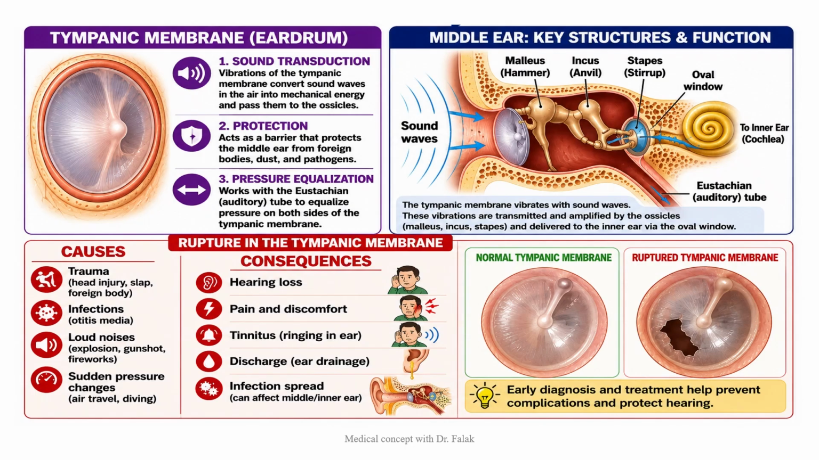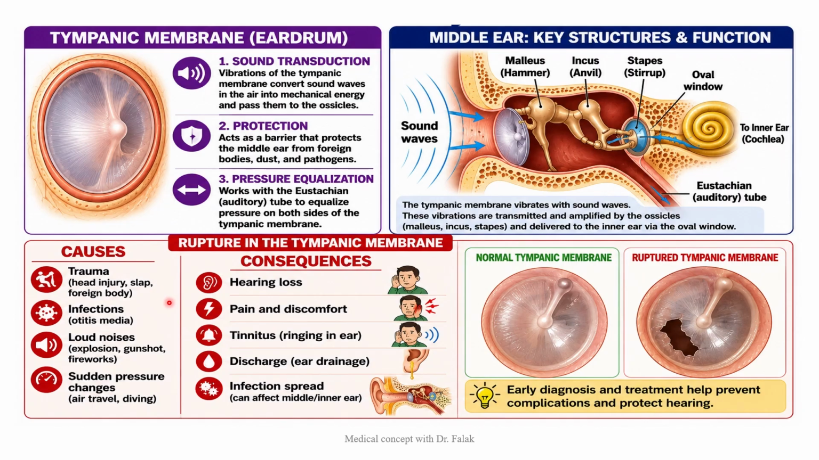Now let's discuss the most important functions of the tympanic membrane. Number one is sound transduction. The vibration of the tympanic membrane converts sound waves in the air into mechanical energy and passes them to the ossicles. Second is protection. The tympanic membrane acts as a barrier that protects the middle ear from foreign bodies, dust, and different types of pathogens. Third, pressure equalization. It works with the eustachian tube to equalize pressure on both sides of the tympanic membrane.